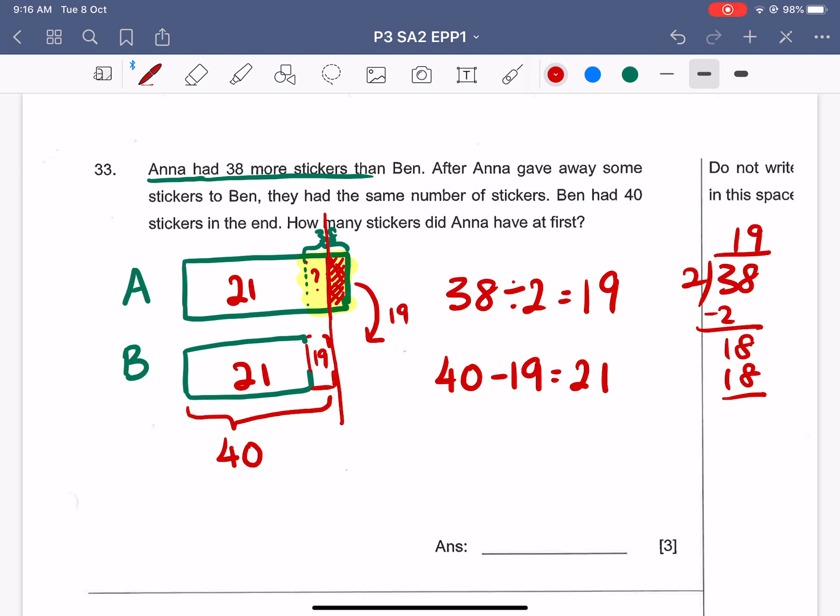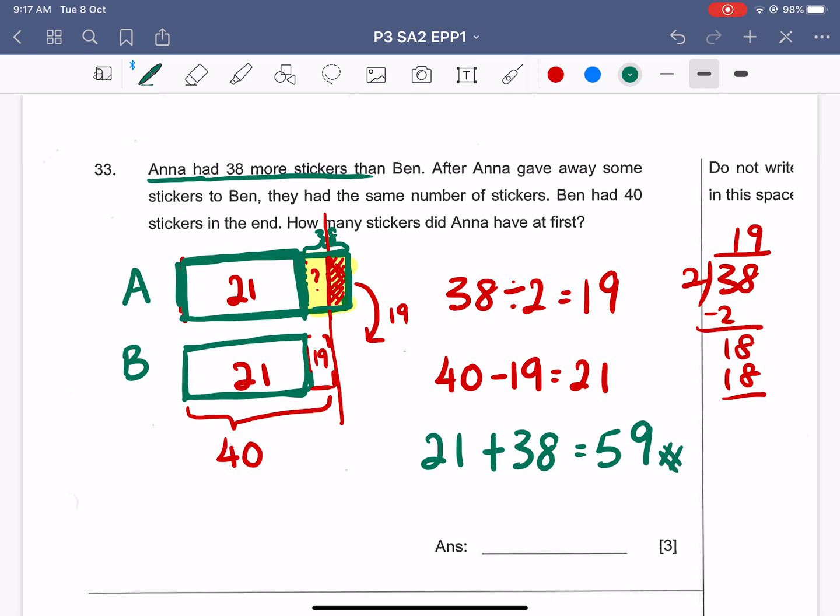Now, look at the green portion of Anna. This is what Anna originally had, 21. This is also 21. You have a 21 and a 38 extra. So that was what Anna had originally before she gave away 19. So step number 3 will be 21 plus 38, which gives me the final answer, 59. So you can see now we are moving on to a 3-step word problem.